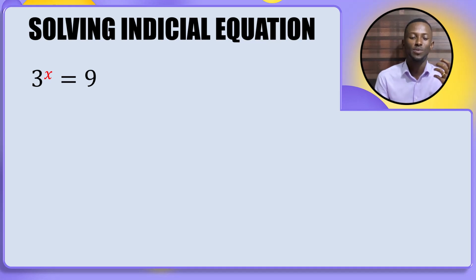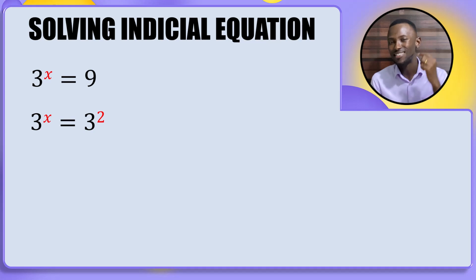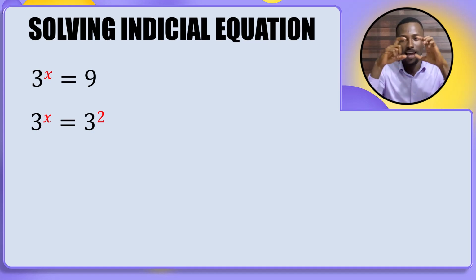And the answer to that question is yes. Because we know that 9 is the same as 3 to the power 2. Why? Because 3 times 3 is 9. So the equation at the top can also be written as 3 to the power x equals 3 to the power 2. So we are done with the first step. At this level, there is nothing we can do but compare the exponents. So that's the next step.